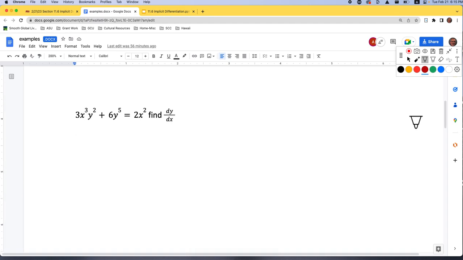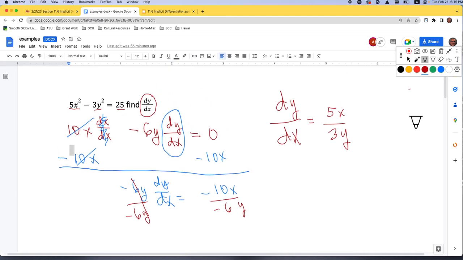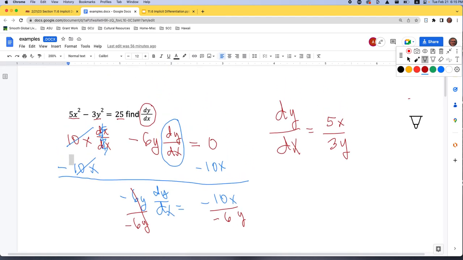Okay. Yes, can you go to the first one, please? Why are the 10x and 6y divided by 2? Just as a fraction, because 2 goes into 10 and 2 goes into 6. So it's just reducing the fraction.